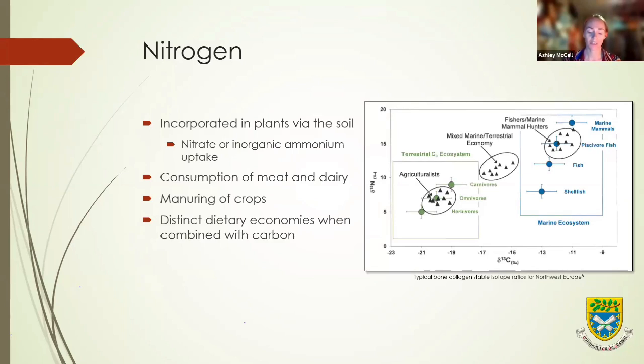Similarly to carbon, nitrogen isotopes are incorporated into the body via diet at incremental or trophic levels along the food chain. For plants, nitrogen is integrated from the soil and can reflect other environmental signatures. As plants acquire their nitrate or inorganic ammonium from the soil, their nitrogen isotope signature will reflect the ground values. These are then reflected in the consumer's isotopes.